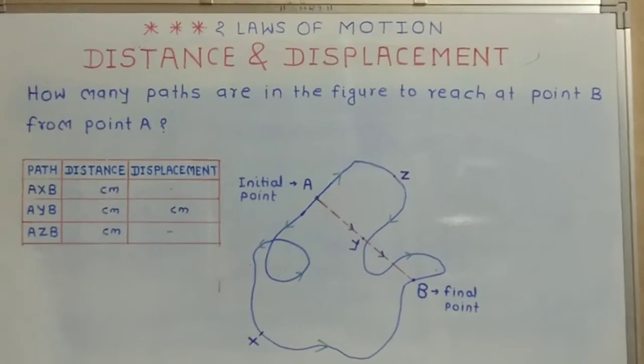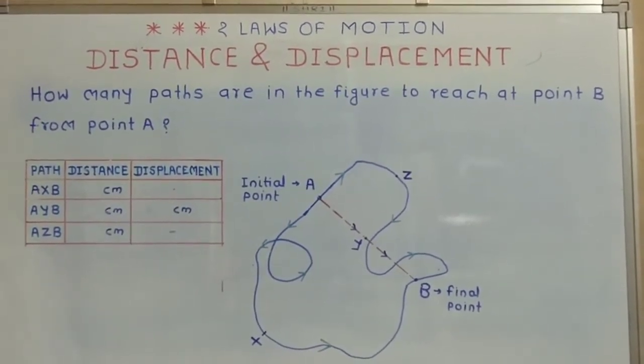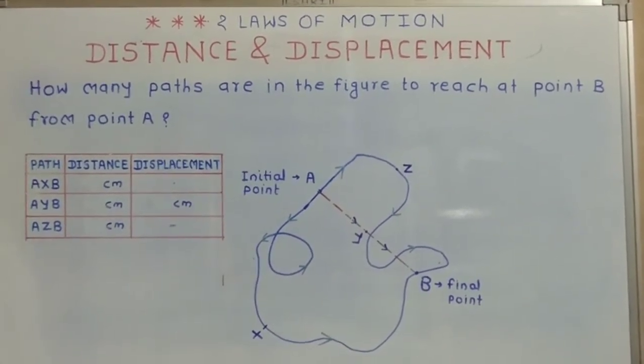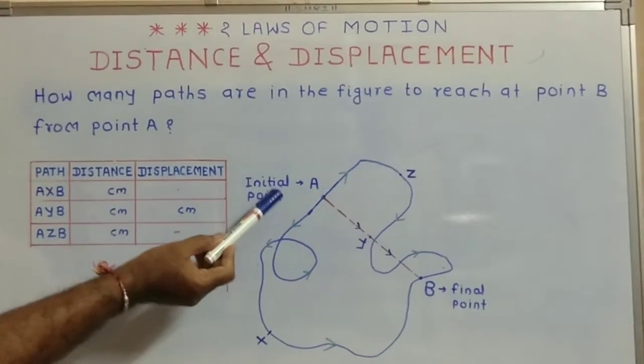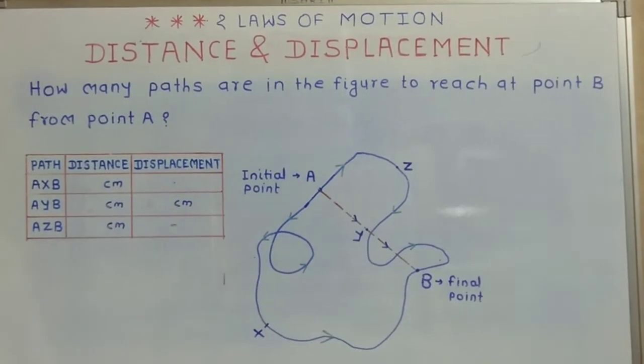Now look at the blackboard. I have written one question. How many paths are in the figure to reach point B from point A? In this case, A is the initial point and B is the final point.